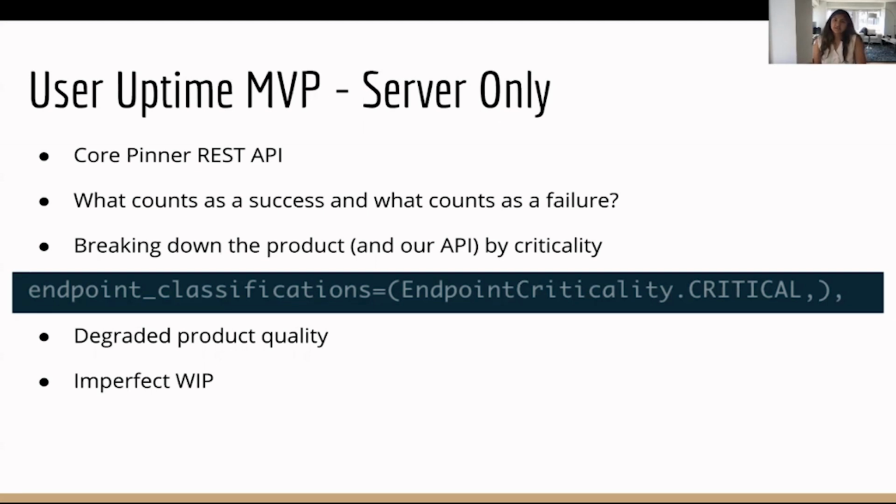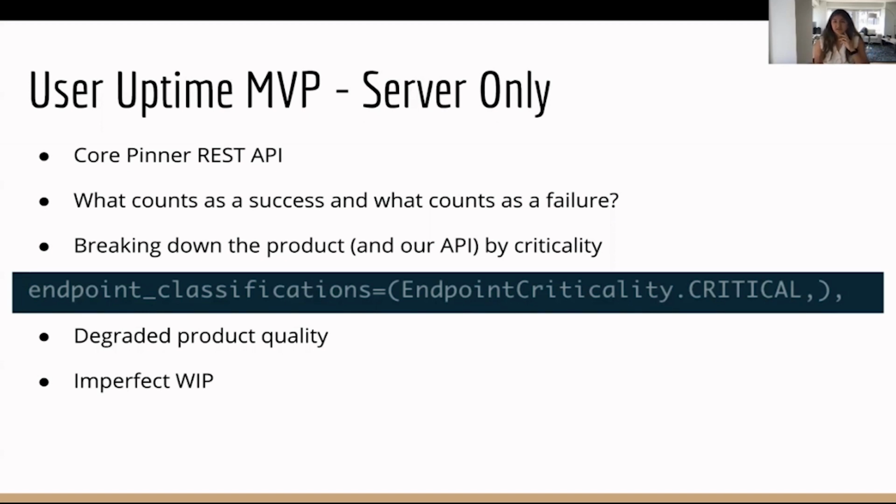What we ended up doing is breaking down the product by criticality. We have 3 levels of criticality in our product, the top one being critical. We implemented a classification system for our API endpoints, depending on what product flows the APIs would power, and we classified them by endpoint criticality. This is a code snippet of what that looks like, so this is all codified. Based on this, we would only count user events to these endpoints.